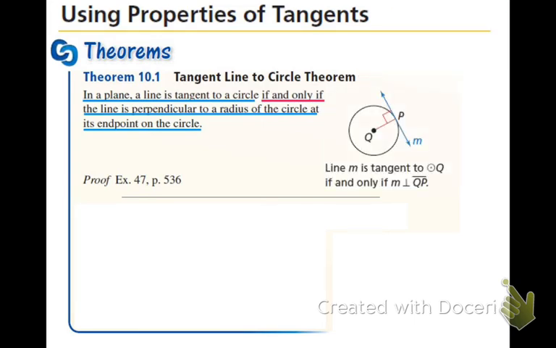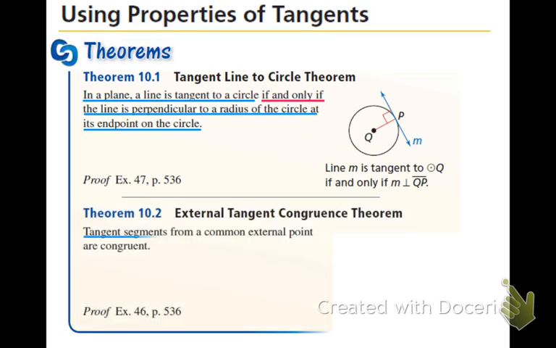Okay, so it looks somewhat like this. This red is your radius. This blue is your tangent line. So that was the whole theorem. It sounds really confusing, but it's not. So that's the first theorem. The second theorem is even simpler.